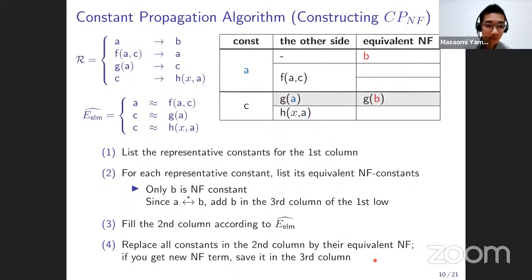For example, this blue A is replaced by the equivalent normal form term B and we obtain DB. Since DB is a normal form term, DB is saved in the table. And repeat this. Look at HXA. A is replaced by B and we obtain HXB. HXB is a normal form, so save this. And next, look at FSC. A is replaced by B and C is replaced by ZB and we obtain FBZB. At the same time, C can be replaced by HXB, so FBHXB is also obtained.